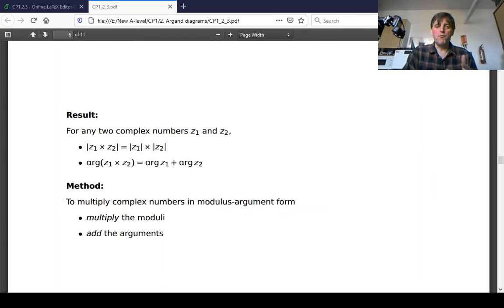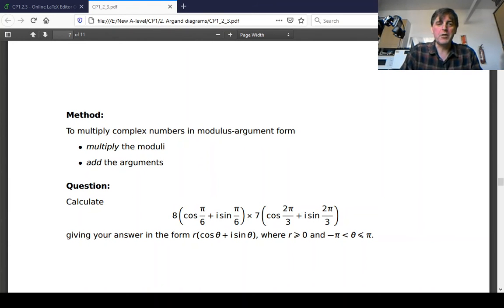So this leads us to a really useful fact: if we want to multiply two complex numbers together, and we have them in modulus argument form, it becomes really easy to do. All we've got to do is multiply their moduli and add their arguments. Now, if you want a proof of this, there is a proof given in the textbook. I'm not going to give you a proof in this video, but we will use that fact to see if we can answer a question on the next slide.